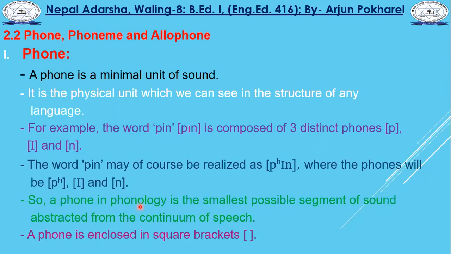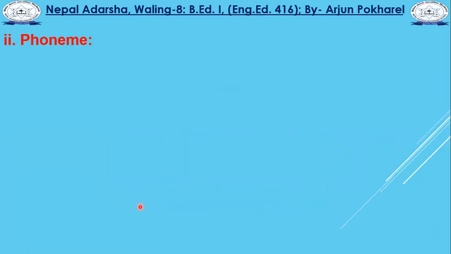Okay, next one, let's say, is phoneme. Okay, we'll move to phoneme now. Okay, phoneme is also the distinctive unit of sound. It is the minimal unit of sound, okay? But it is distinctive. It is meaningful. Okay, distinctive here means what? It is the minimal or the smallest meaningful unit of sound. It is the minimal distinctive unit of sound. It is the smallest meaningful or distinctive unit of sound. Phoneme.